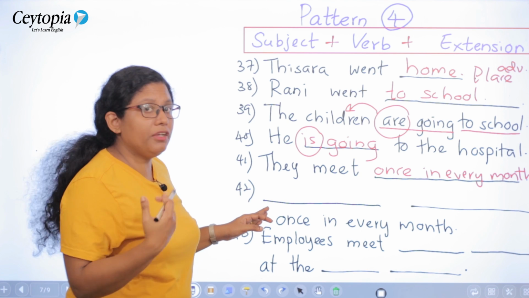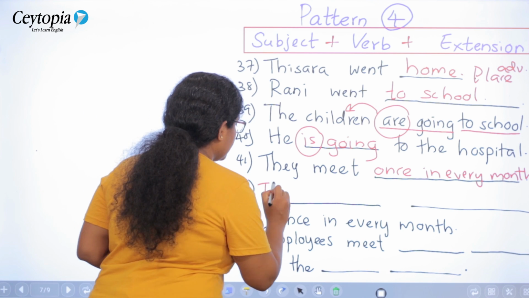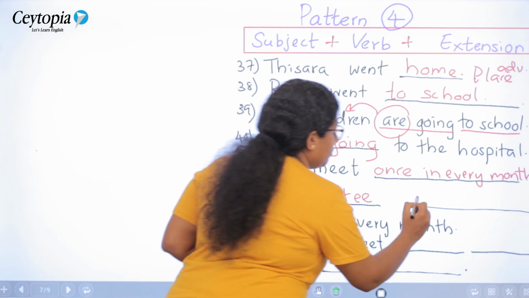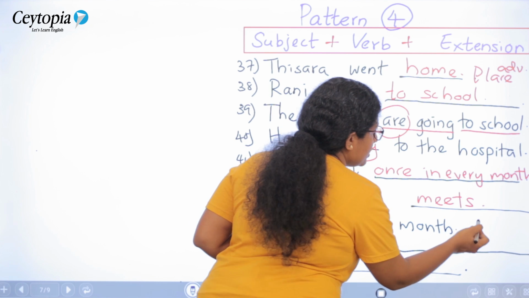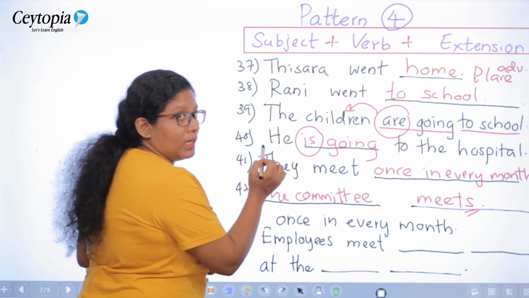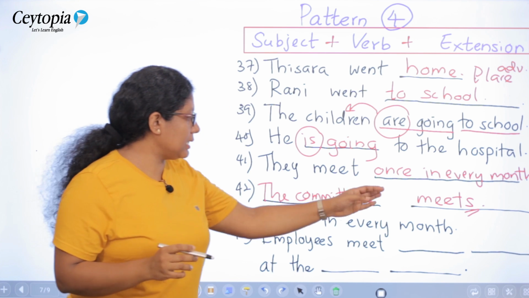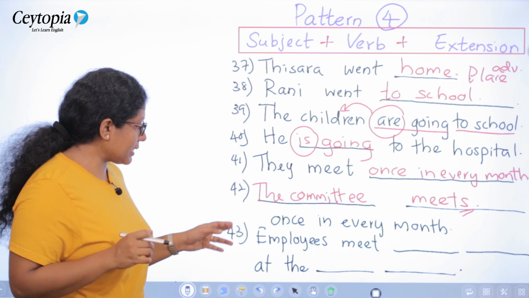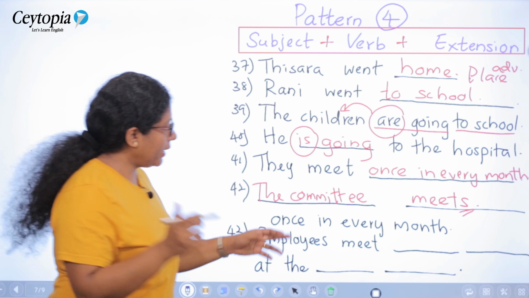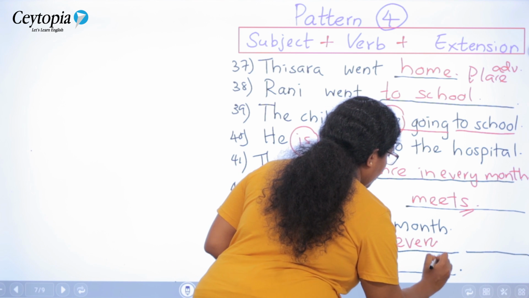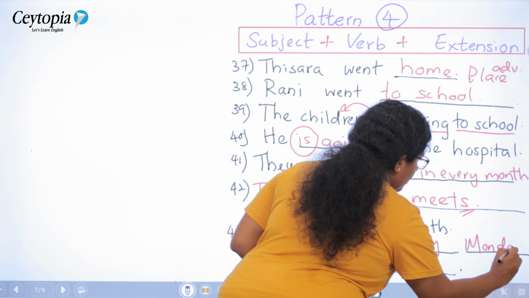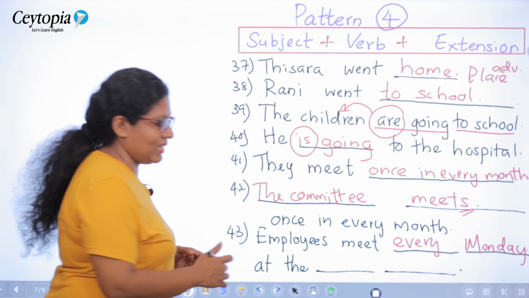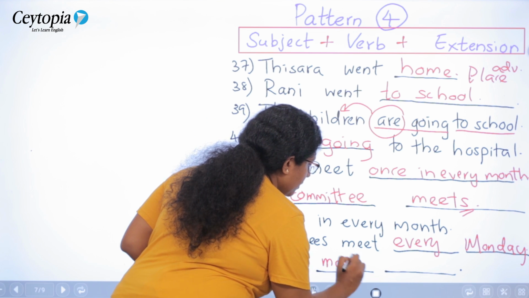Let's create a different sentence. The committee meets. To match with the singular subject. The committee meets once in every month. We call this subject-verb agreement, right? Next example, employees meet every Monday. This is a time adverb. Employees meet every Monday at the main hall, let's say. That is a place adverb.